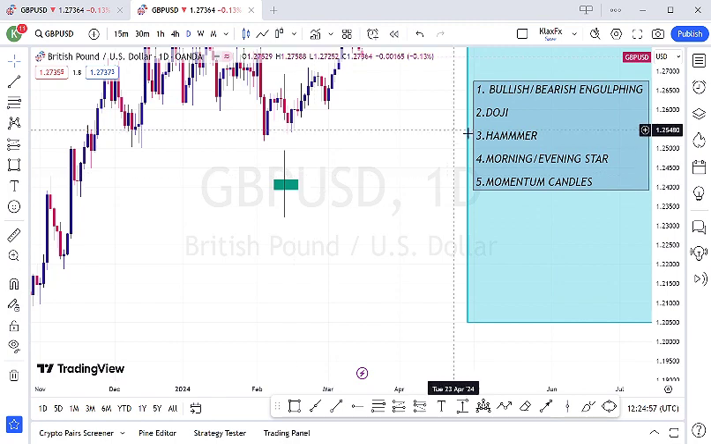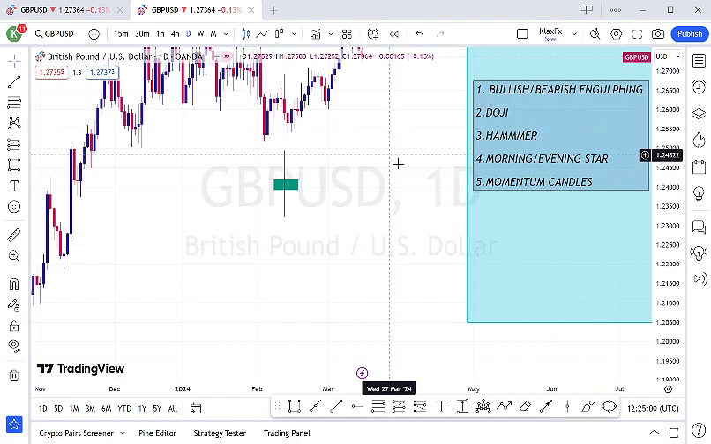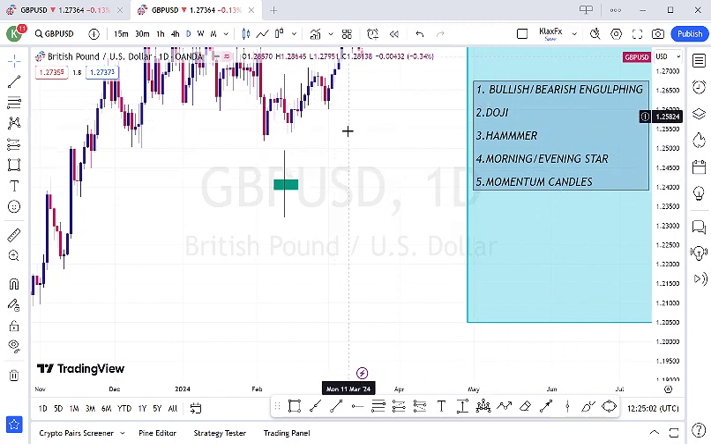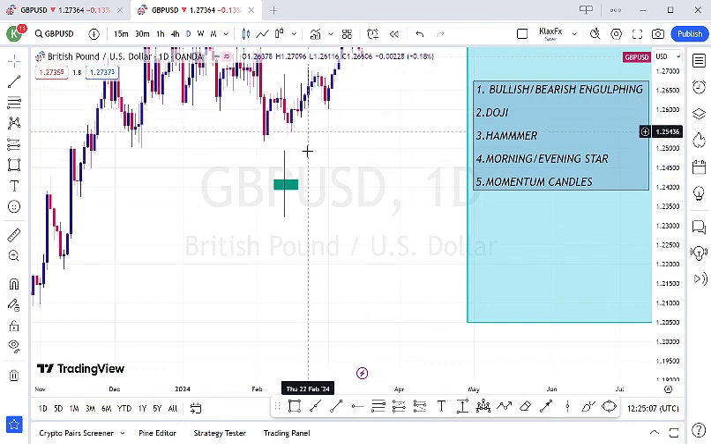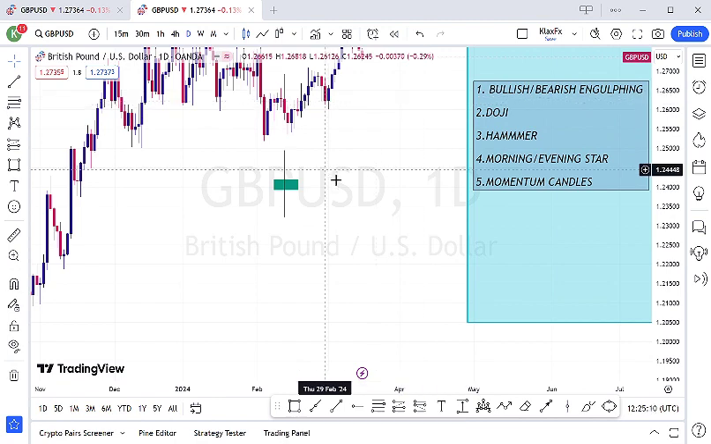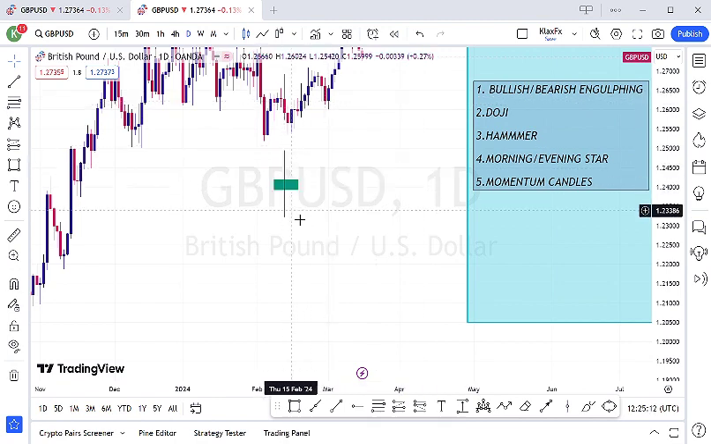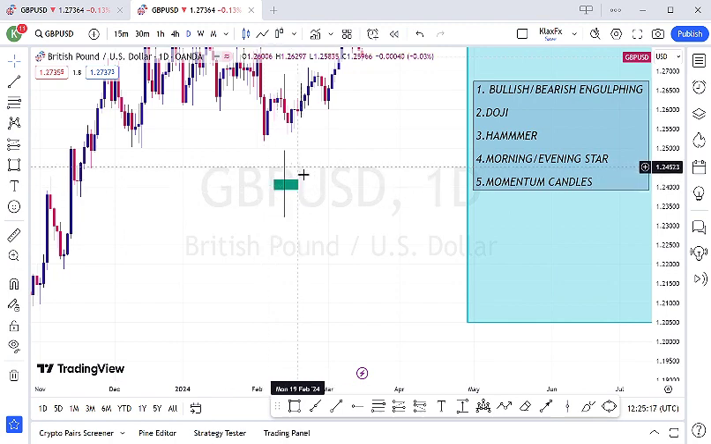Now, for the bullish or bearish engulfing candle, the psychology of the candle is that a bullish engulfing candle is telling you that buyers are in control, while a bearish engulfing candle is telling you that sellers are in control. When you have a doji candle, it's telling you that there's equilibrium in the market. That means both buyers and sellers, no one is in control.